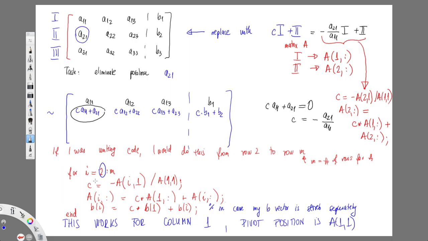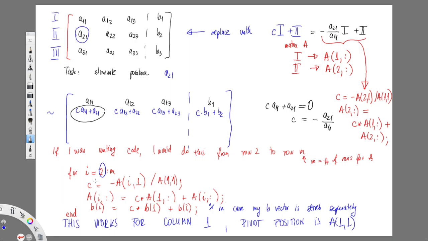Yes? Are you saying B of I equals C times B of 1? Should it not be I minus 1? This is B. But when we go to the lower rows, are we still going to operate on the first row? Yes. I'm using the first row to eliminate all of the positions below. Good point. Now, I actually don't want to do that just for the first. I want to continue for position A of 2, 2, and then A of 3, 3, as many as I have.